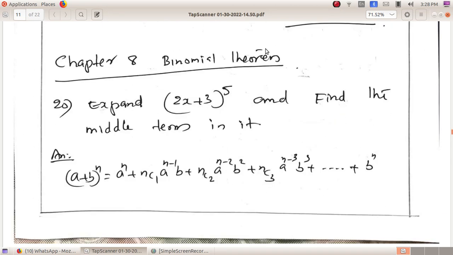Chapter 8, binomial theorem. Expand (2x plus 3) whole raised to 5 and find the middle term in it.